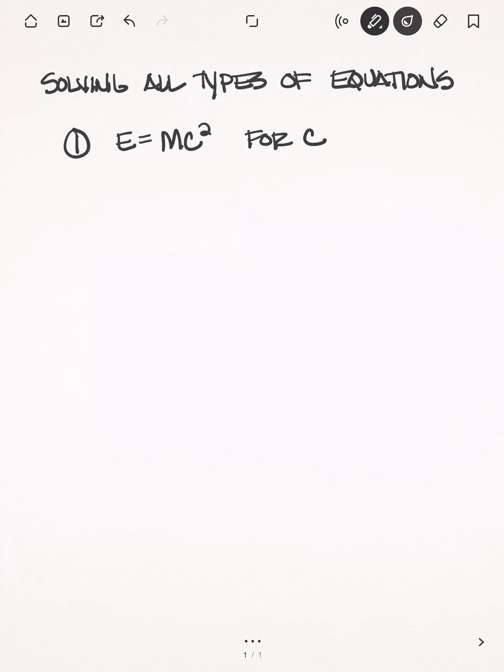Okay, let's try it. If we're going to solve for C, that means we want to get rid of the m, and we want to get this C by itself. So the opposite of multiplying by m is dividing by m. So if you divide both sides by m, the m's cancel, and you have C squared equals E over m. Well, we're trying to get C by itself.